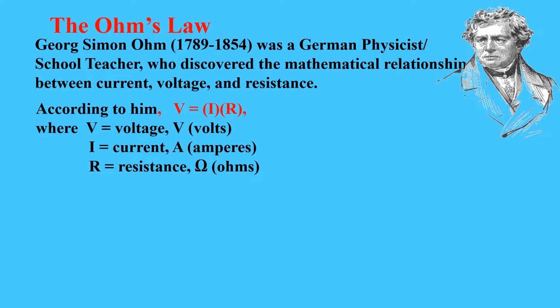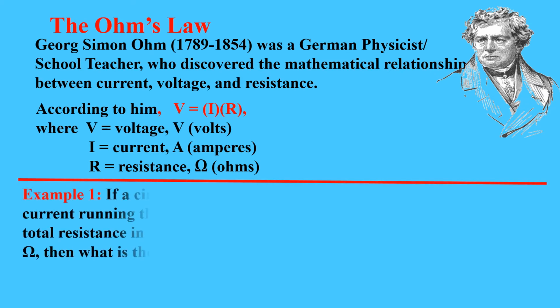Ohm's Law. George Simon Ohm, from 1789 to 1854, was a German physicist and school teacher who discovered the mathematical relationship between current, voltage, and resistance. According to him, V is equal to the product of I and R, where V is the voltage in volts, I is the current in amperes, and R is the resistance in ohms. Let us do some examples now.